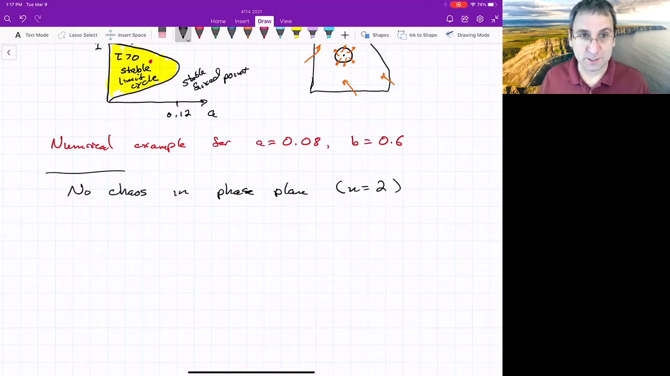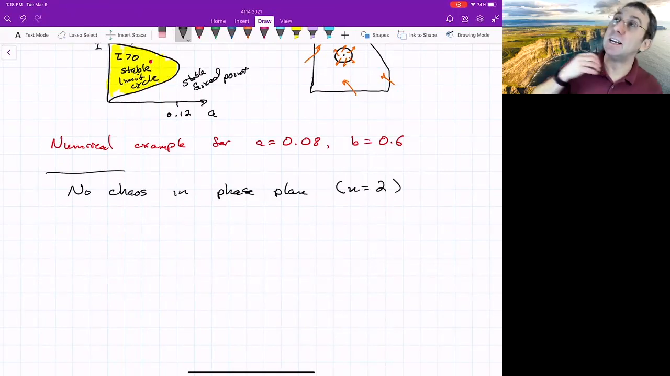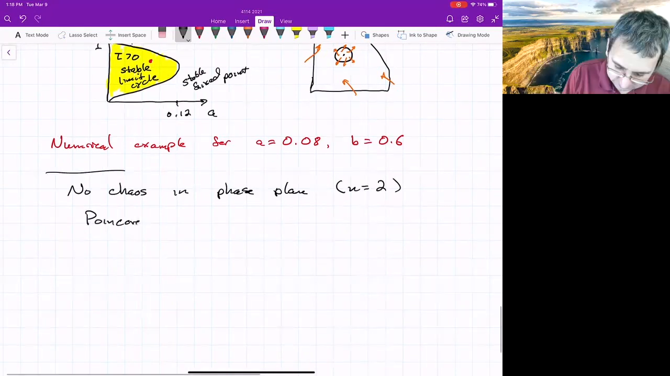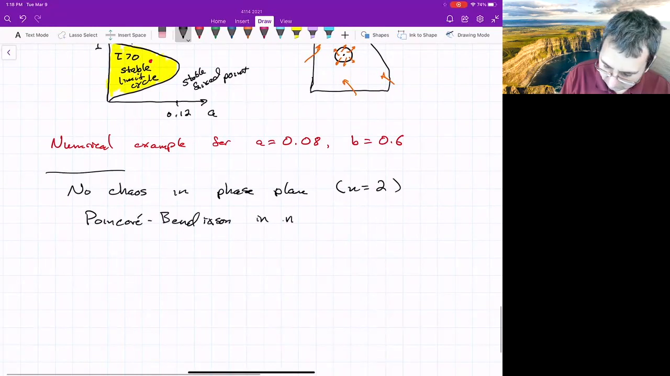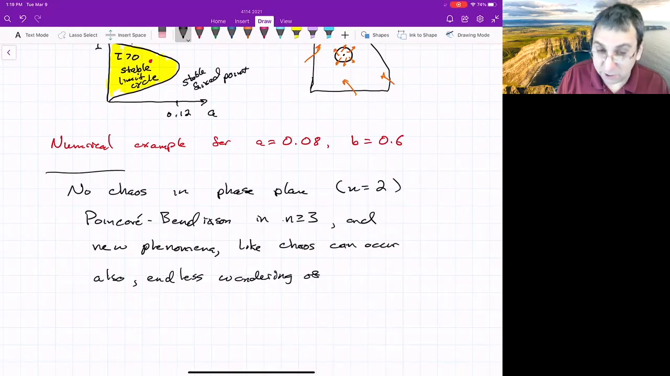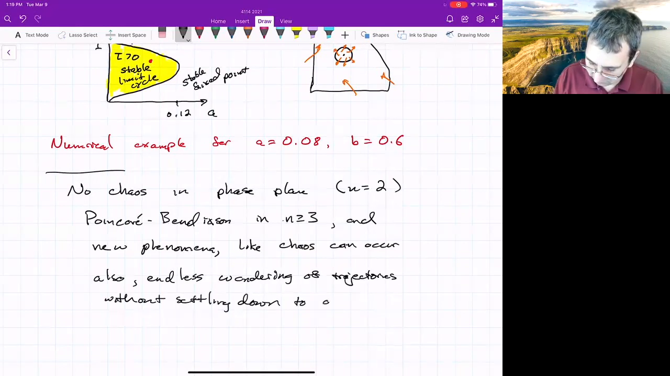So in higher dimensional systems, like n greater than or equal to 3, the Poincaré-Bendixson theorem no longer applies, and you can have something radically new happen, which is that trajectories can wander around forever in bounded regions of phase space without actually settling down to a fixed point or a closed orbit. In some cases, the dynamics settle down to something that has a fractal dimension called a strange attractor. Let me just say that Poincaré-Bendixson doesn't apply in n greater than or equal to 3, and new phenomena like chaos can occur. Also, endless wandering of trajectories in bounded regions without settling down to a fixed point or closed orbit.